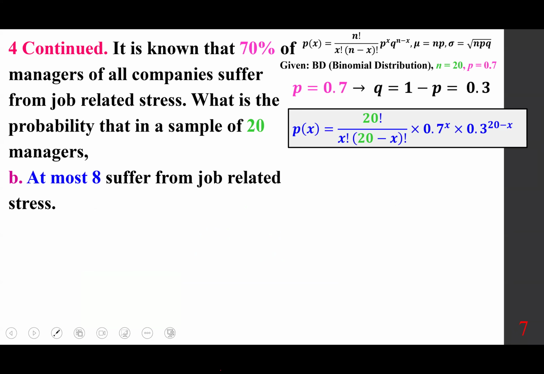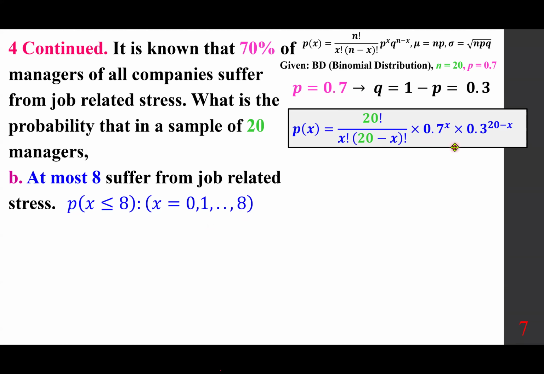So we are looking at the same question, and we wrote the information we got from the previous page. Now, part B. At most, 8 suffer from job-related stress. So probability of X less than or equal to 8. So at most means this. So X can be 0, 1, 2, all the way to 8.